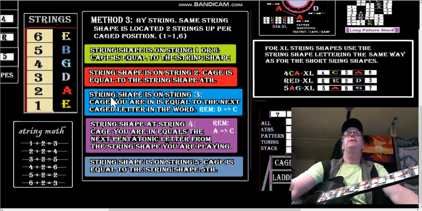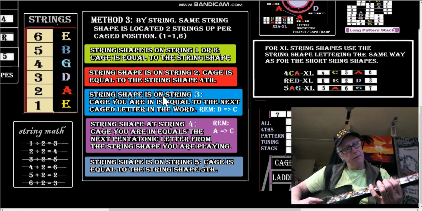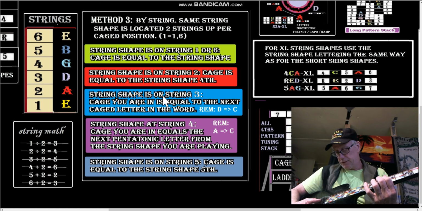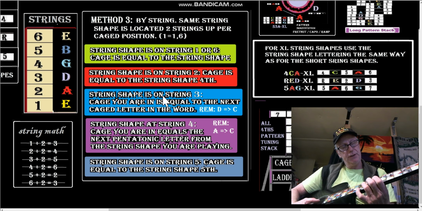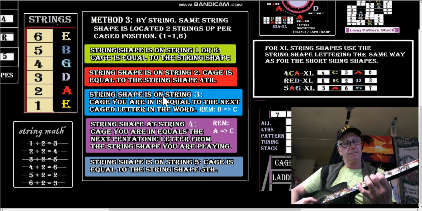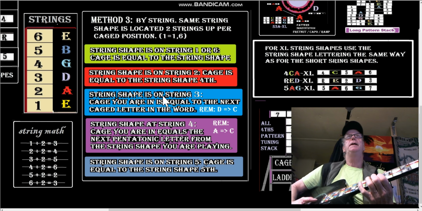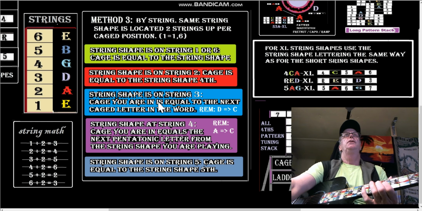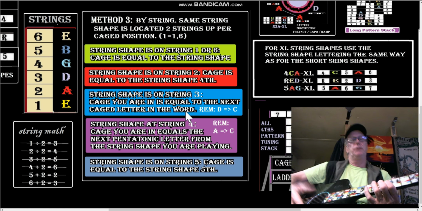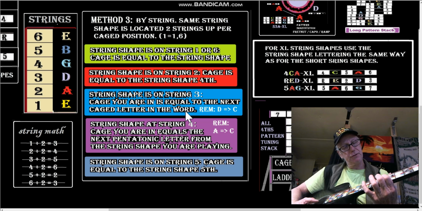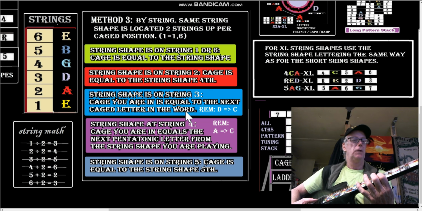So the method for string shape 3, let's say we have a C string shape on string 3. Here's 1, here's 2, here's 3. It says the cage you are in is equal to the next cage letter in the word cage. So I'm on a C string shape here, 3, 4, 5. The next cage letter in the cage word is the A cage.